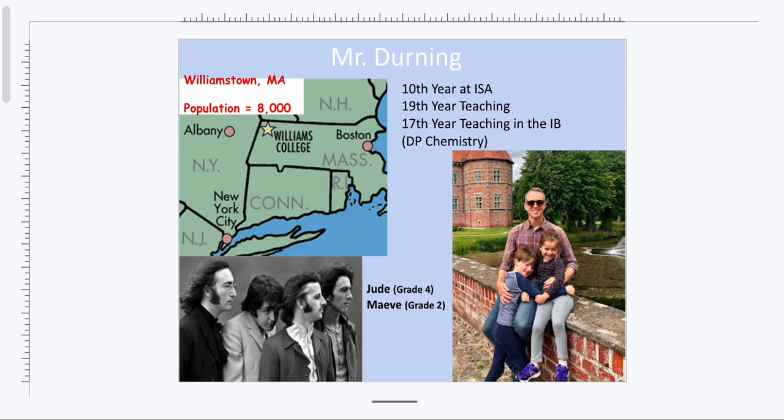I also have two kids myself at ISA, Jude and Maeve, who are in the lower school, and these guys down here at the bottom left, hopefully you recognize, and if you don't, you will come to recognize that those are the Beatles. And I have a bit of an obsession with the Beatles, and we'll talk more about that later.